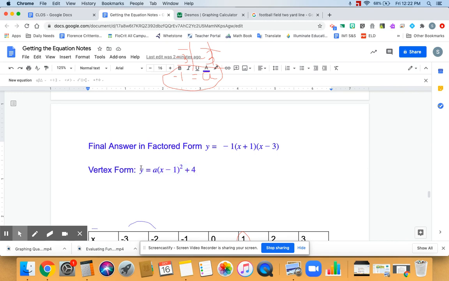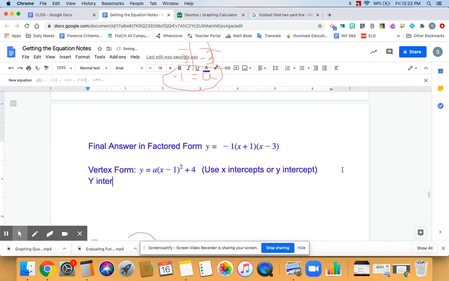So if I wanted to do it in vertex form, well, I can't use the vertex to check because it's in vertex form already, and that's what I used to put it in this form. So I would have to either use one of the x-intercepts or the y-intercept in order to test if there's an a or not. So why don't I use the y-intercept again? And the y-intercept was that when you plug in 0, you should get out 3 for an answer. So if I take the equation I have so far, and if I plug in 0 for that x, I should get out 3 for an answer.